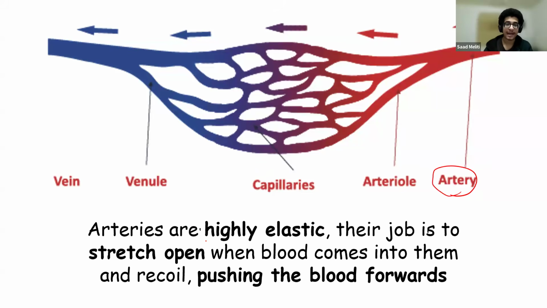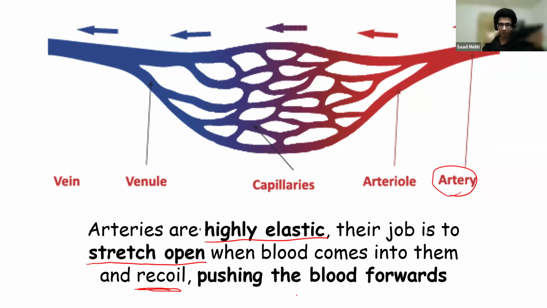Now, the arteries are highly elastic. If you guys remember in a previous slide, I showed you guys the aorta distending, right? And then recoiling, okay? So their job is to stretch open when blood goes through them. And then in diastole, they recoil, okay? And because of the aortic valve, the blood goes forward, okay?